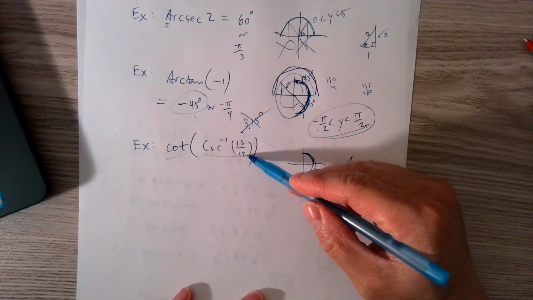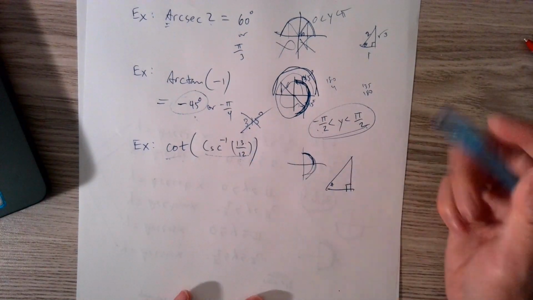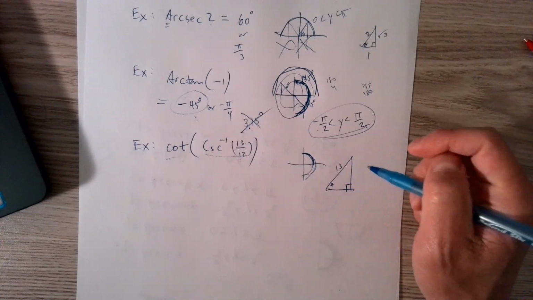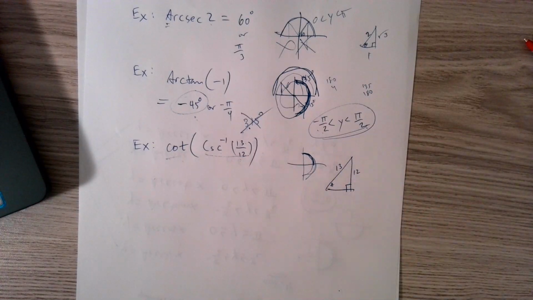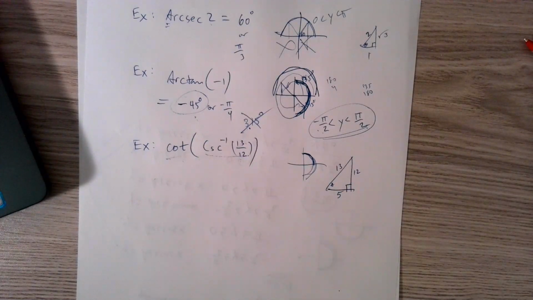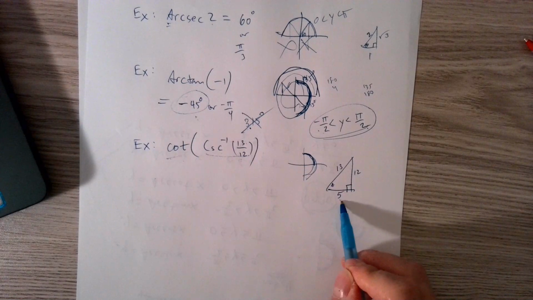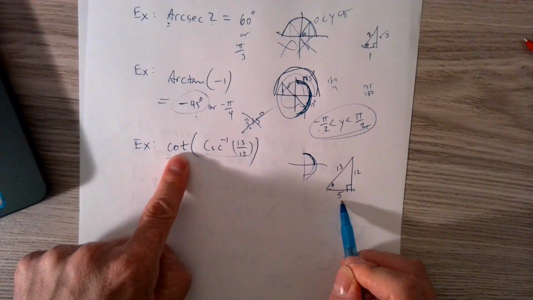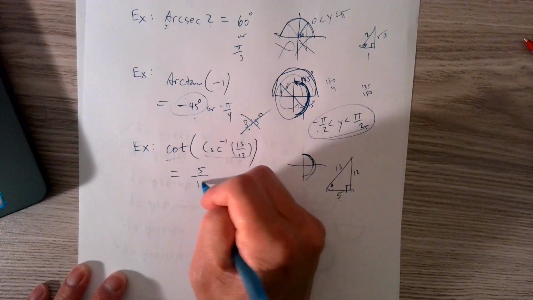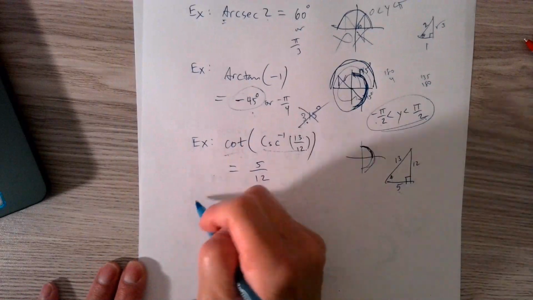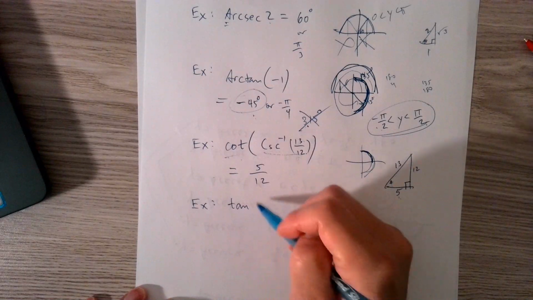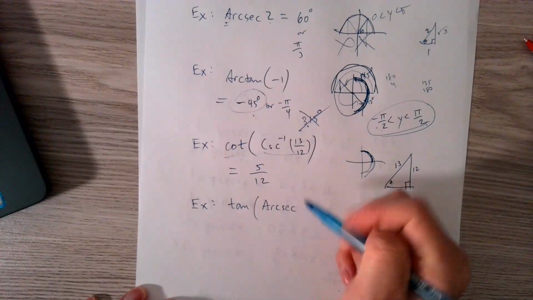And since we already know that the cosecant of this angle is 13 over 12, then I can label the hypotenuse 13 and the vertical side 12, and I can label the adjacent side 5. And I need that side because I'm going to find the cotangent of theta. So that is 5 over 12. Okay, here's another combined two-step expression.